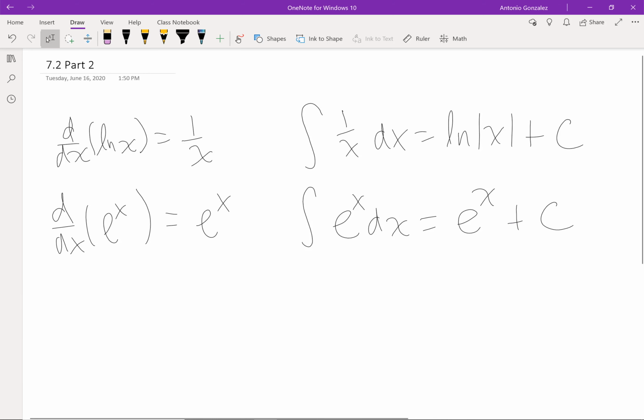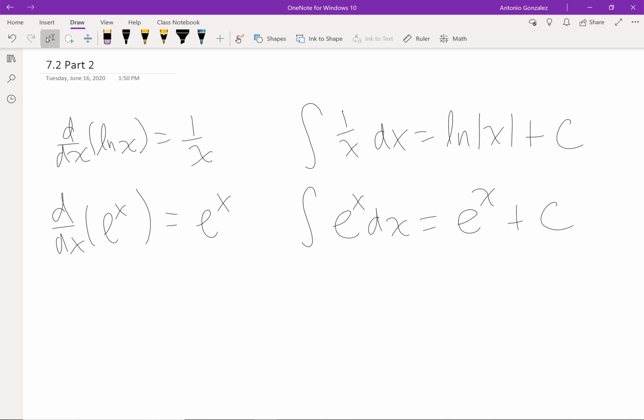Okay, so let's pick up here where we left off on the second part of 7.2. Just go over a few different examples using our new derivatives and integrals. So here's what we have so far.